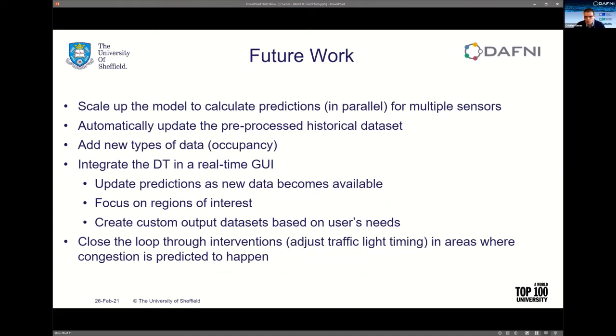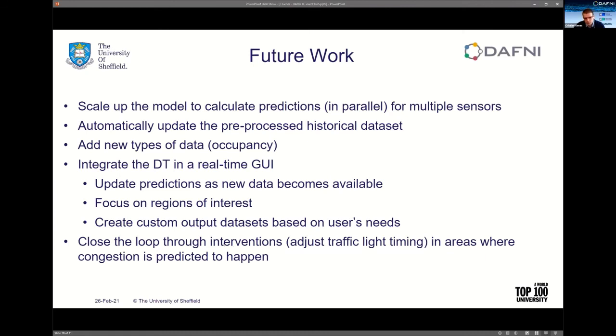And we are aware that the data we are using now is only at 5 minutes time resolution, and it's not always reliable. Some of the sensors, like I said, are inactive. So we are looking into adding more types of data, particularly occupancy, which is much better for predicting congestion. The idea would then be to integrate this model in a real-time user interface, such that you don't have to go back to the DAFNI platform and click the button to do the prediction again, but you would have an update button on the interface, or you could draw some regions of interest from Sheffield that you want to get data and predictions from, and then you can create your custom output data set that you want to use for a different model maybe.